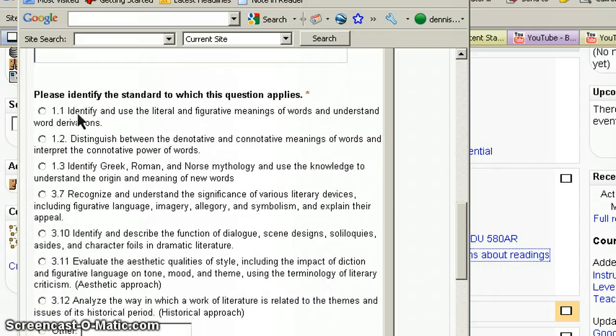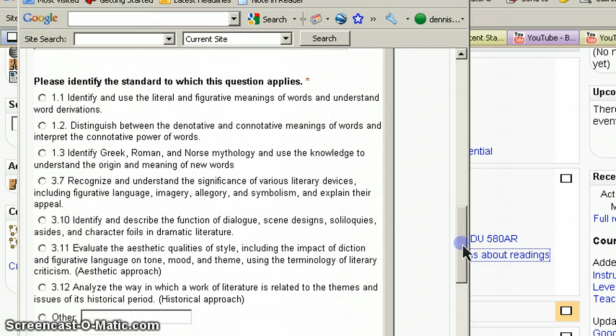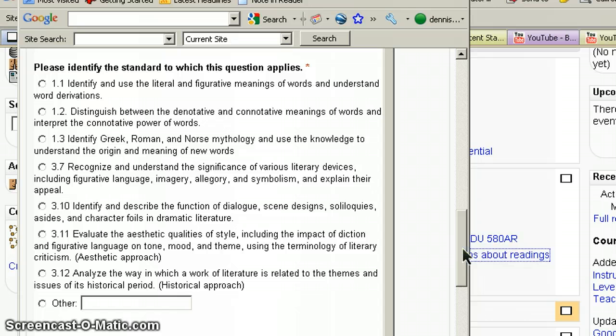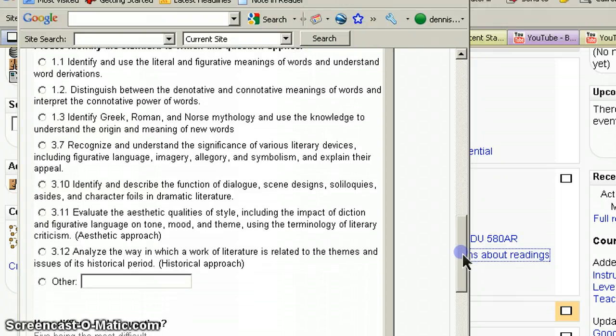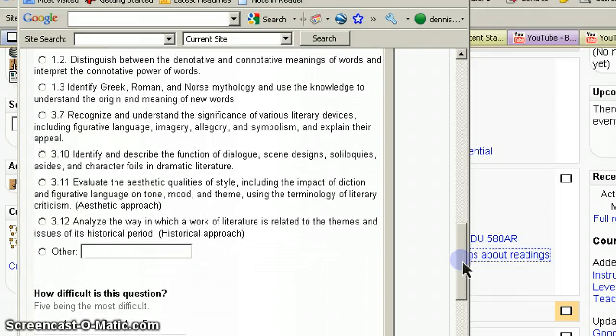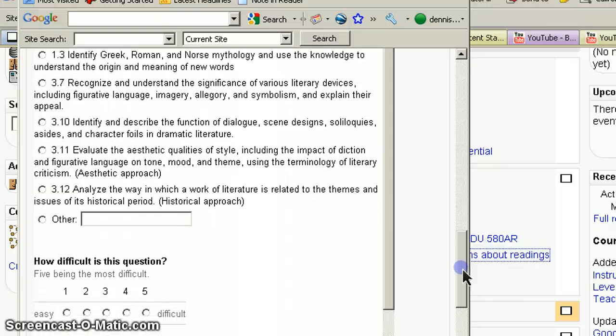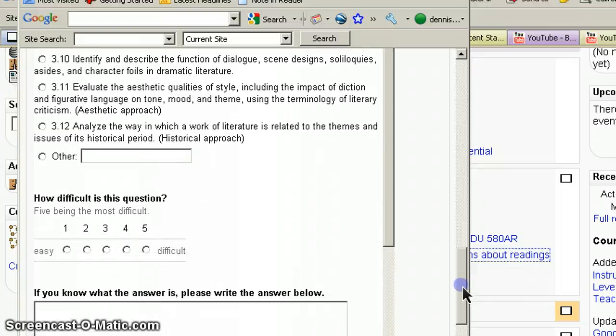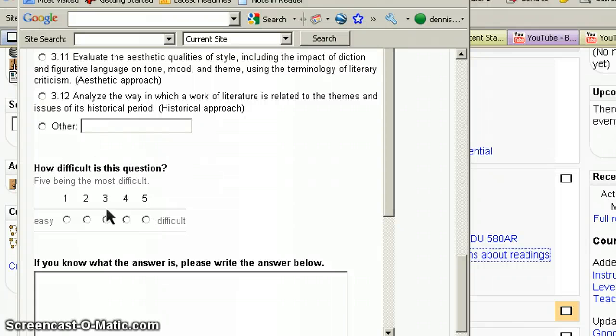Now, this of course would mean that the students are familiar with the standards, so that they would have some idea as to how to structure some of their questions, or rather identify whether or not those questions are meeting the standards. Since the tests are based on standards, their questions should at least be aware of the standards. They would rate the difficulty of their question, and if they have the answer, then they would thereby supply it.